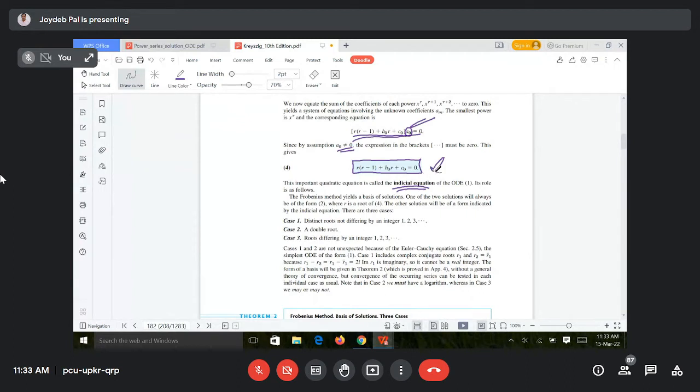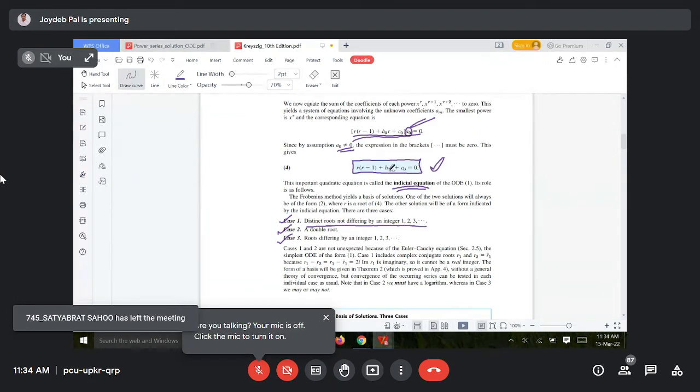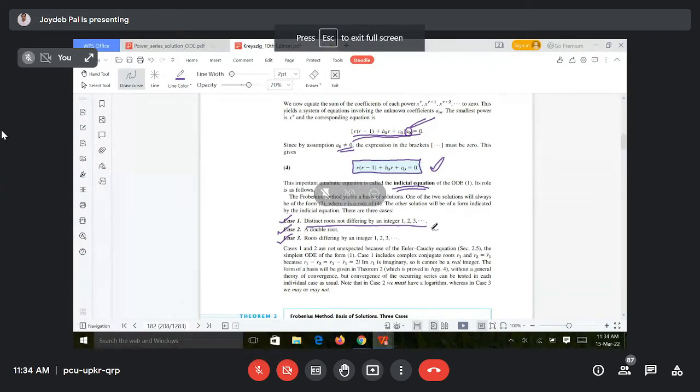Now that indicial equation has two roots. Now I am assuming three cases. I am considering three cases. Those distinct roots not differing by an integer, 1 2 3, मतलब दोनों रूट का डिफरेंस जो है वो 1 2 3 4 ऐसे इंटीजर नहीं होगा. ये पहला केस है. दूसरा केस ये है कि डबल रूट, मतलब रूट्स आर इक्वल. एंड तीसरा केस क्या है? रूट्स आर डिफरिंग बाय एन इंटीजर. ओके, तो एक है नॉट डिफरिंग बाय एन इंटीजर, double root and differing by an integer.